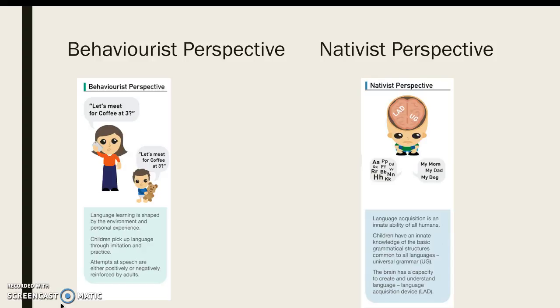The nativist perspective is the theory of a man called Chomsky. Chomsky believed that the brain is structured to acquire language. This is because of the brain's ability to create and understand grammatical rules. He even had a name for it, Language Acquisition Device, or LAD. You can read more about this on page 49 of the e-text.